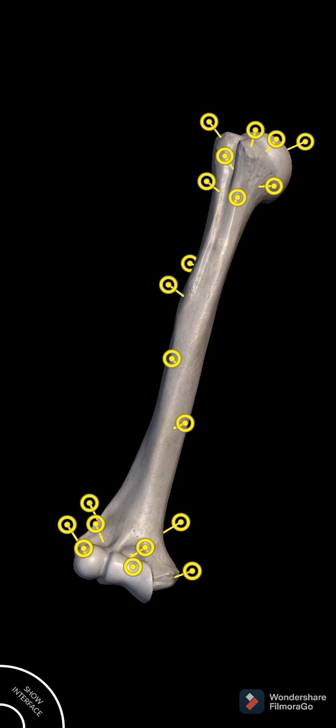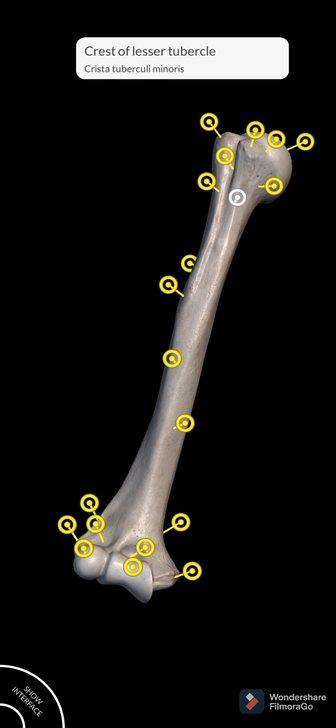The prominent or raised part of the bone is called a crest. In the humerus, there are two crests. One is the crest of the lesser tubercle and the second is the crest of the greater tubercle. These crests basically play an important role in the attachment of muscles to bones.